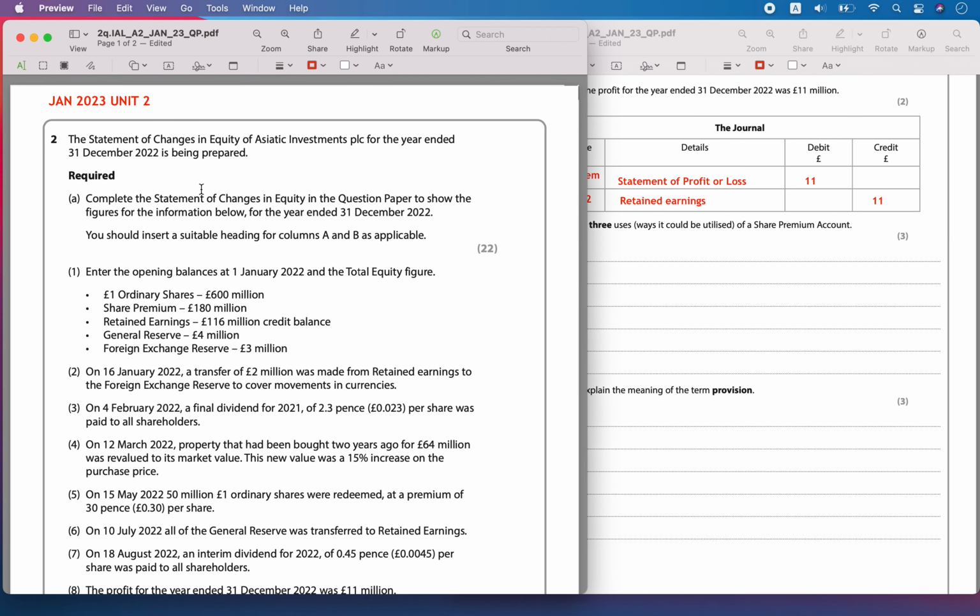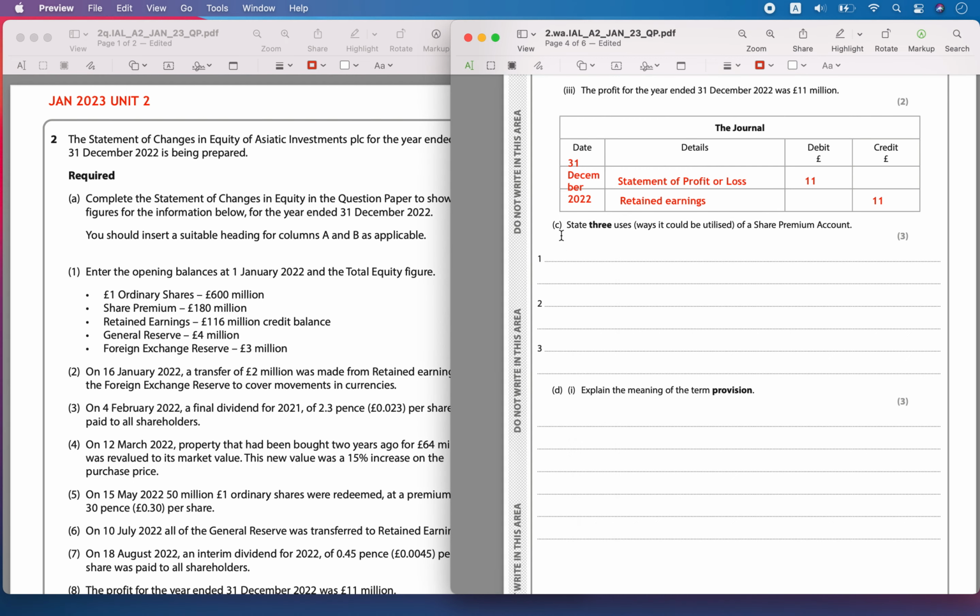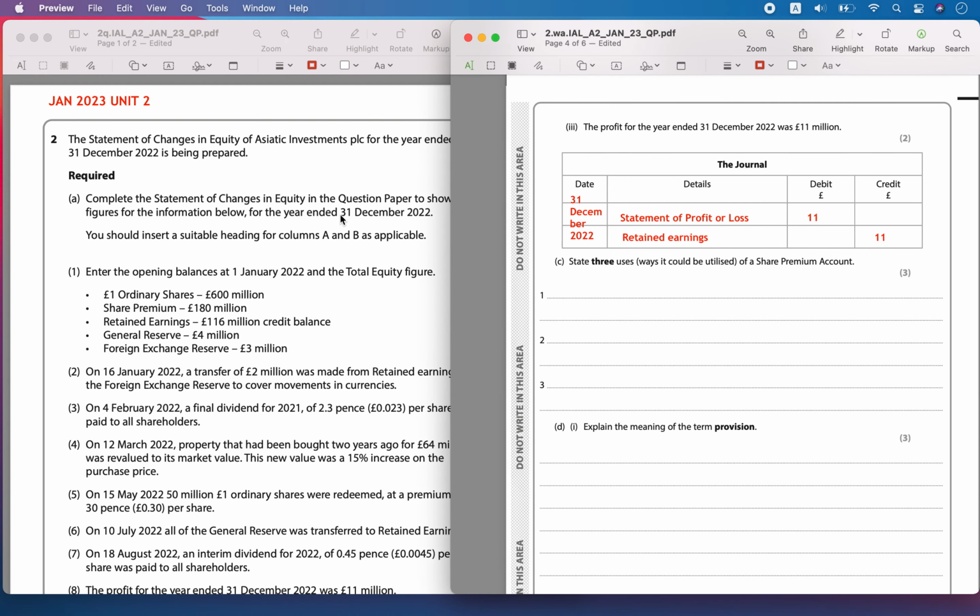Hello, today we are solving Jan 2023 Unit 2, question number 2, Part C. State three uses, ways it could be utilized, of a share premium account. How can we utilize a share premium account?